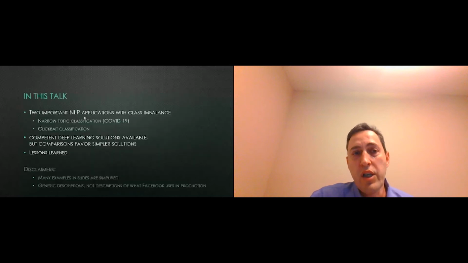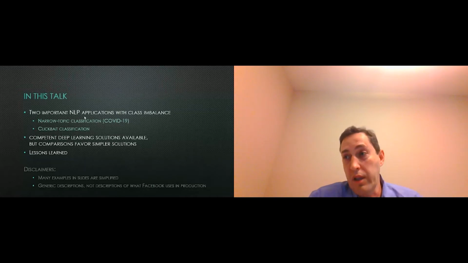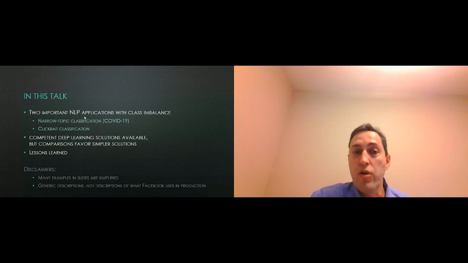So in this talk, I'll discuss two important NLP applications with class imbalance. One class is much smaller than the other. The first application is narrow topic classification for text that is related to COVID-19. And the second one is clickbait classification. So we have competent solutions in terms of deep learning. And the comparisons that we performed favor simpler solutions, either standalone or as add-ons through ensembling with deep learning. And then I'll try to draw some lessons.